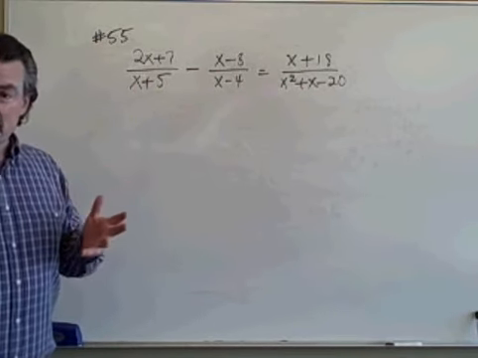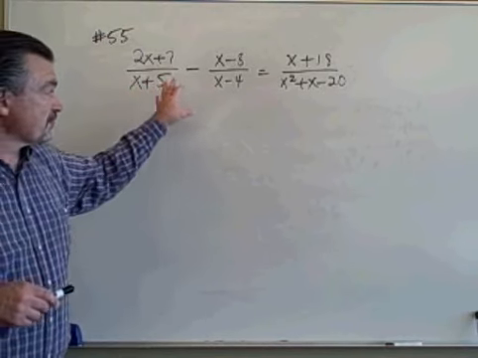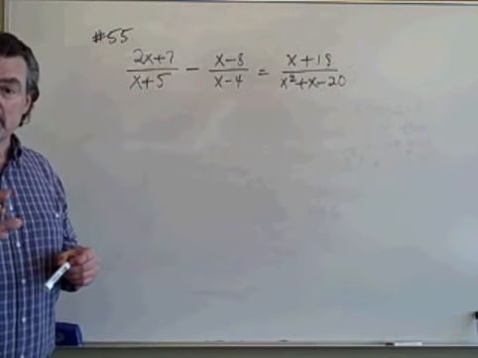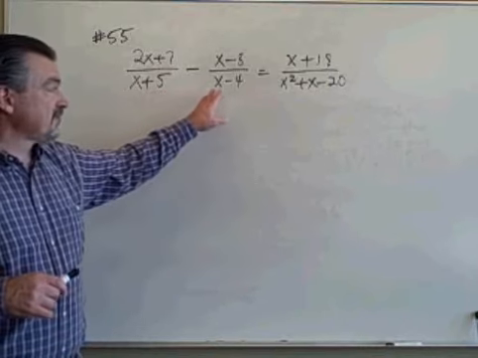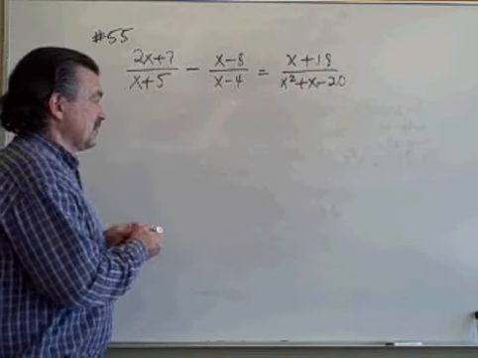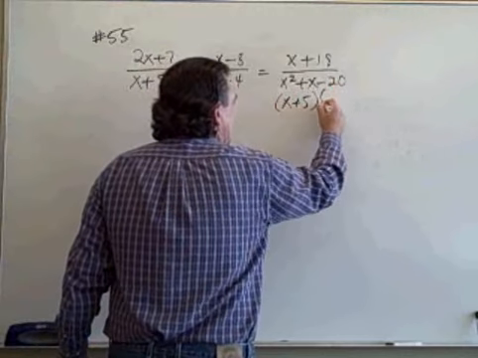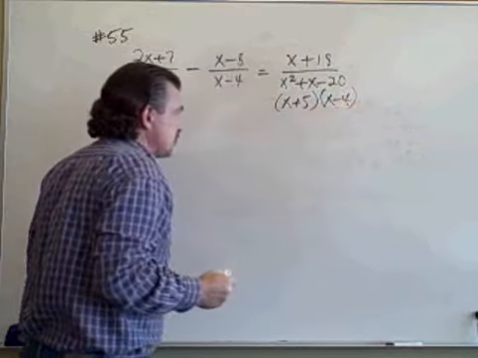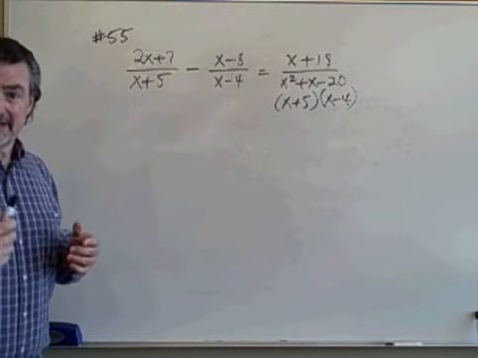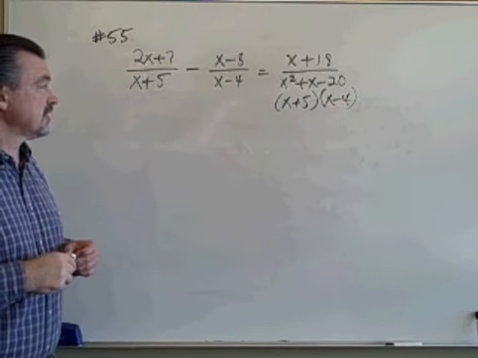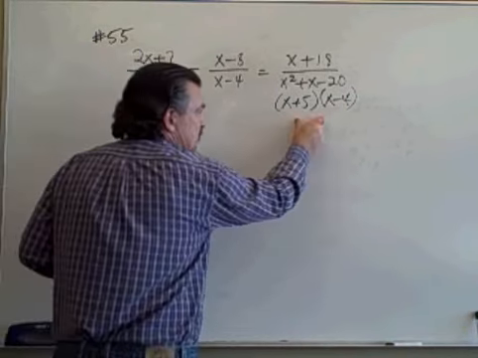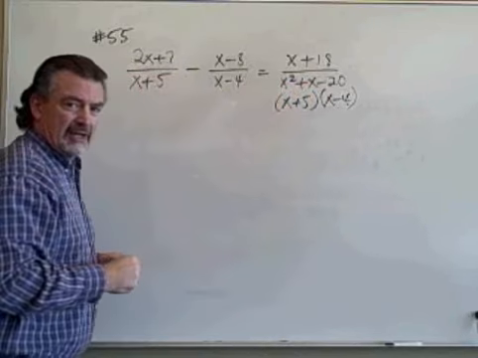And the only way to know the exact multiplier to use is to first make sure the denominators are completely factored. X plus 5, x minus 4 can't be factored any further. And that trinomial happens to factor into those two binomials. That's nice. It doesn't always work that way, but it's nice when it does. So these two binomials replace that trinomial.